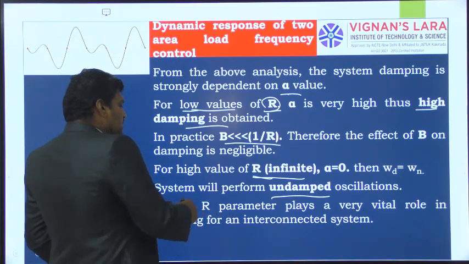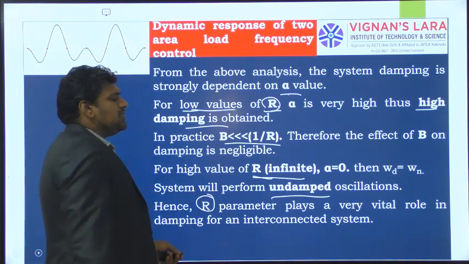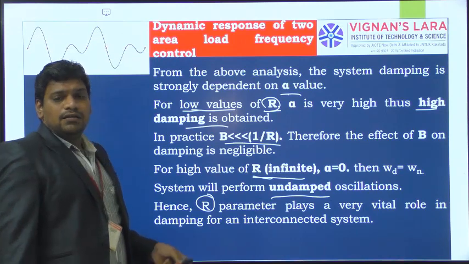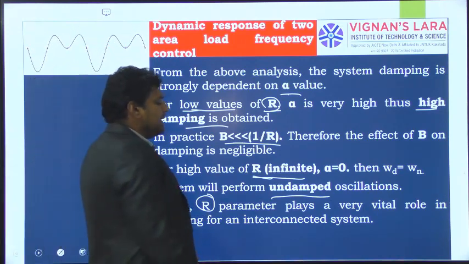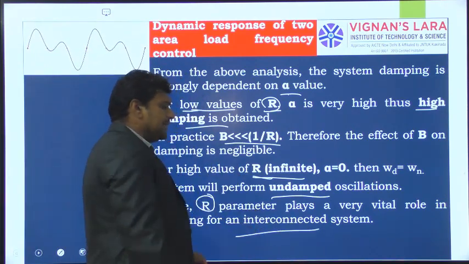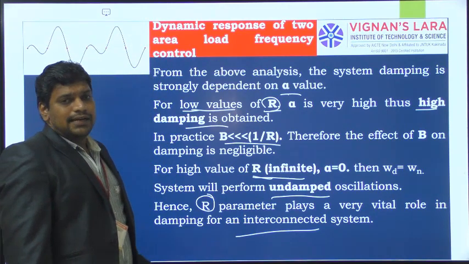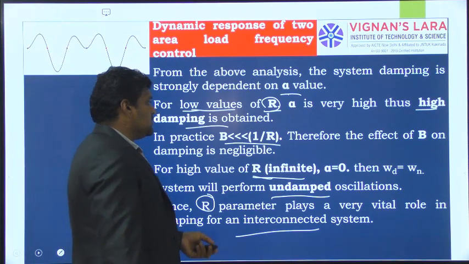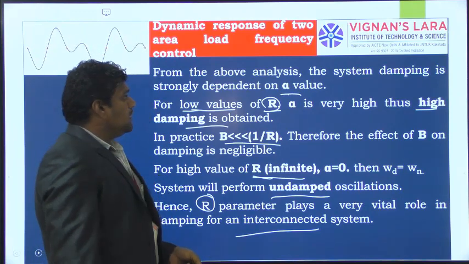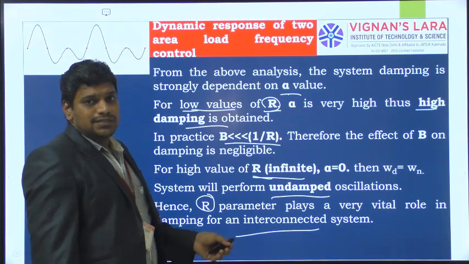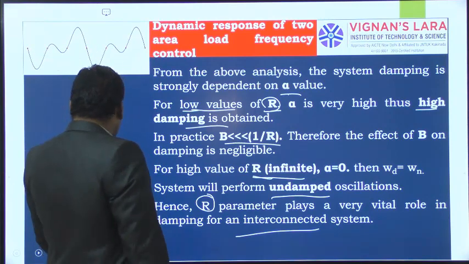So finally, you can say the R parameter plays a very vital role in damping of the system in an interconnected system. So this we need to identify. The R parameter plays a very major role in an interconnected power system. So this is the behavior which we need to observe in case of a two-area load frequency control for studying the dynamic behavior of the system.